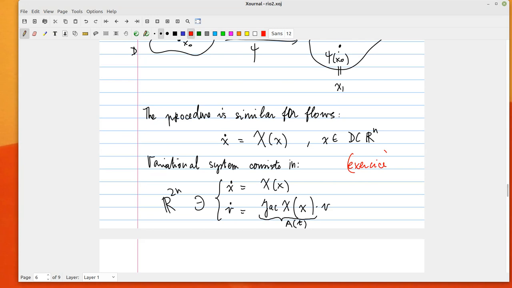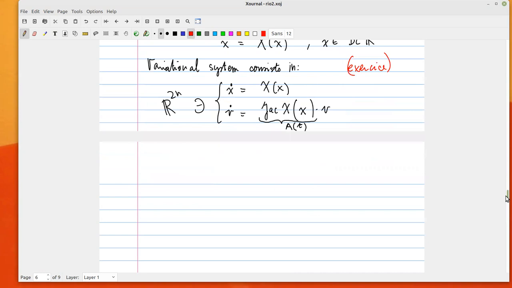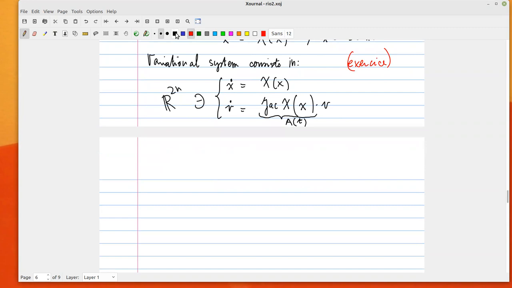Now we have some results regarding how much orbits can be at most separated. So let me mention this proposition. Do you have any questions so far? Very crystal clear. Well, okay. So the proposition is the following.